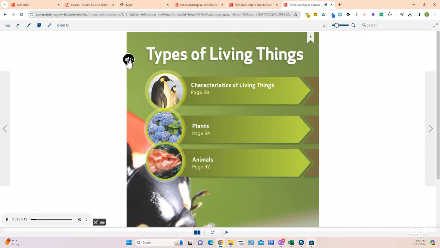Types of living things. Characteristics of living things. Page 28. Plants. Page 34. Animals. Page 42.